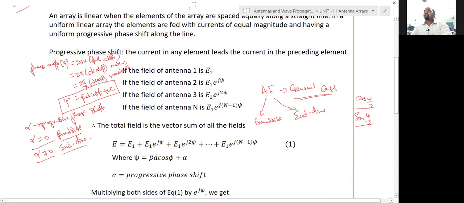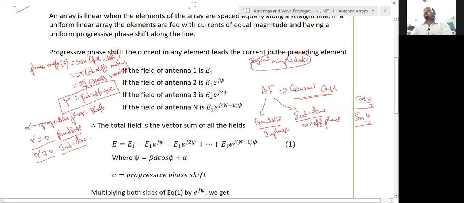Now, here I'm considering equal amplitude, because the only difference between the broadside array and the end fire array is phase, right? In the broadside array it is in phase, and in the end fire array it is out of phase. That is the only difference, and amplitudes are equal in both the cases, in both the broadside array and the end fire array, right?